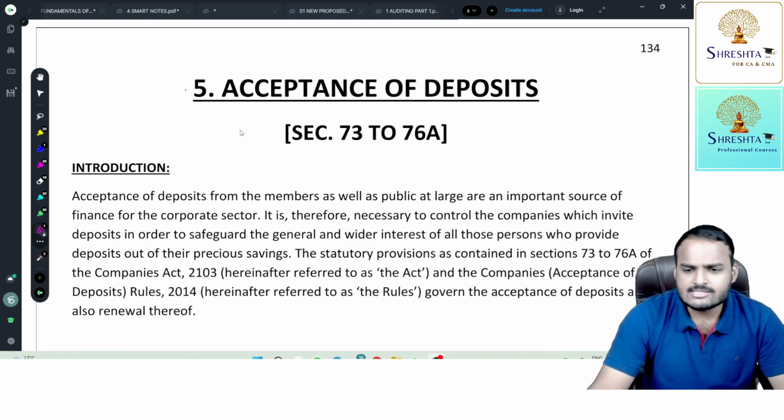Generally, I may issue debentures for a tenure up to 10 years. Whereas for deposits, maximum tenure is 36 months, 3 years, and minimum 6 months. And debenture comes under the definition of security.